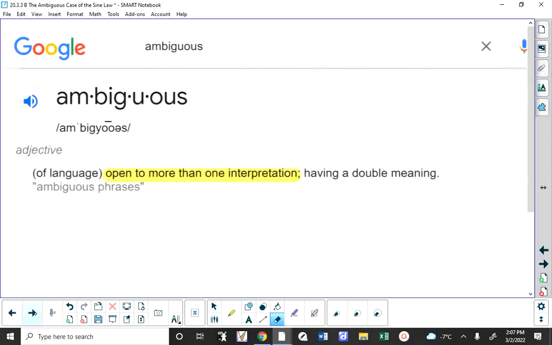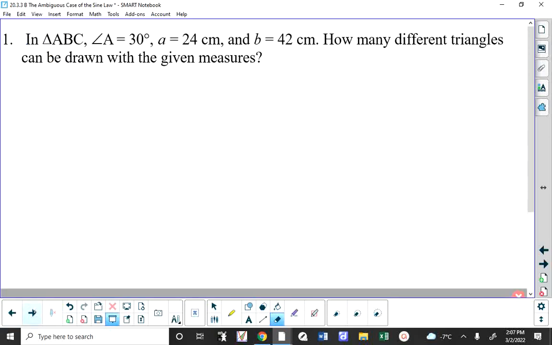And to introduce us to this idea, to warm us up to this idea, let's look at warm-up number 1. It says in triangle ABC, angle A is 30 degrees, side A is 24, and side B is 42. Now, I don't know if you remember, and I'm going to actually, let me give you guys rulers. I would like your diagrams here to be reasonably well drawn. So if you have a ruler, get a ruler out. I'll walk around with some rulers and give them to you.